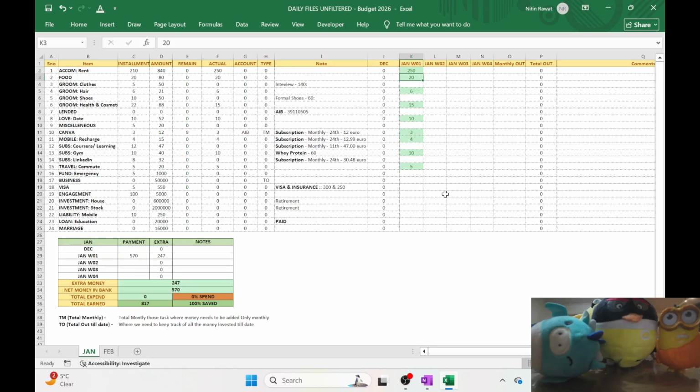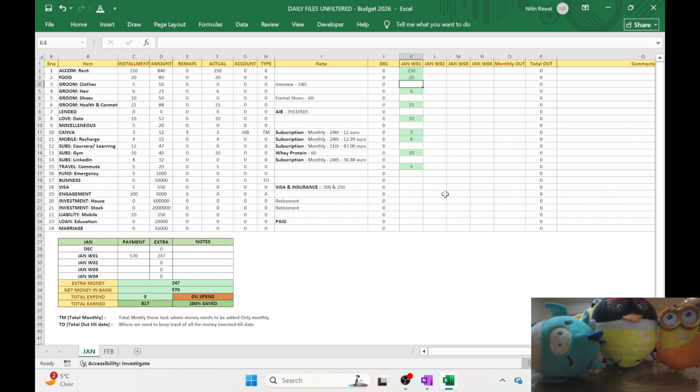Rental 250 is okay. I don't need to put more. Food 20. Okay, it's done. I don't need to revise it because it's the limit I always keep for myself, so that I don't eat extra or buy on impulse. So I keep 20 euros as a threshold, as upper limit.